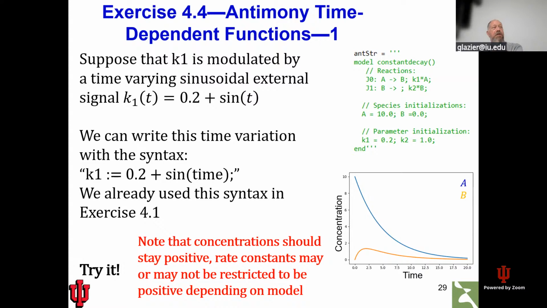You could also slave K1 to a species. You could say K1 colon equals 0.2 plus A, for example. That would be allowed as well. Can you, like in Python where you do r.K1, can you do this, colon equals that? Okay, so yes, you can.